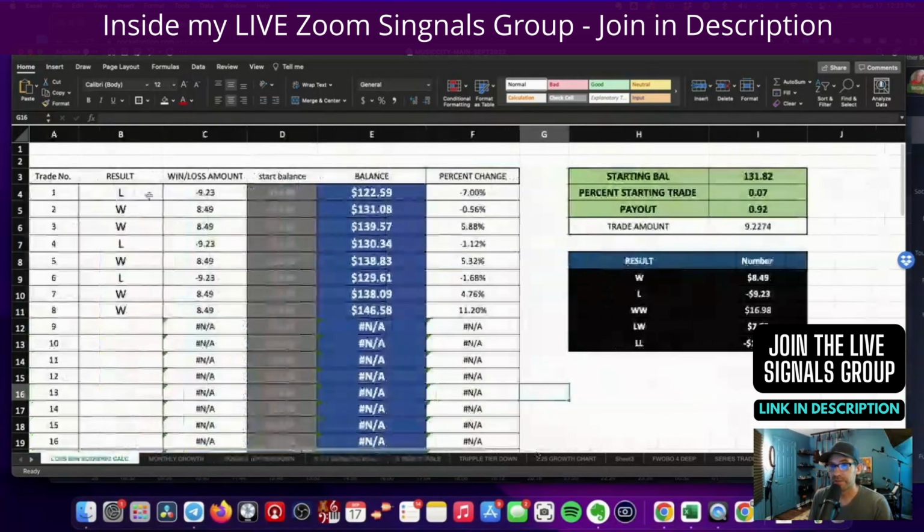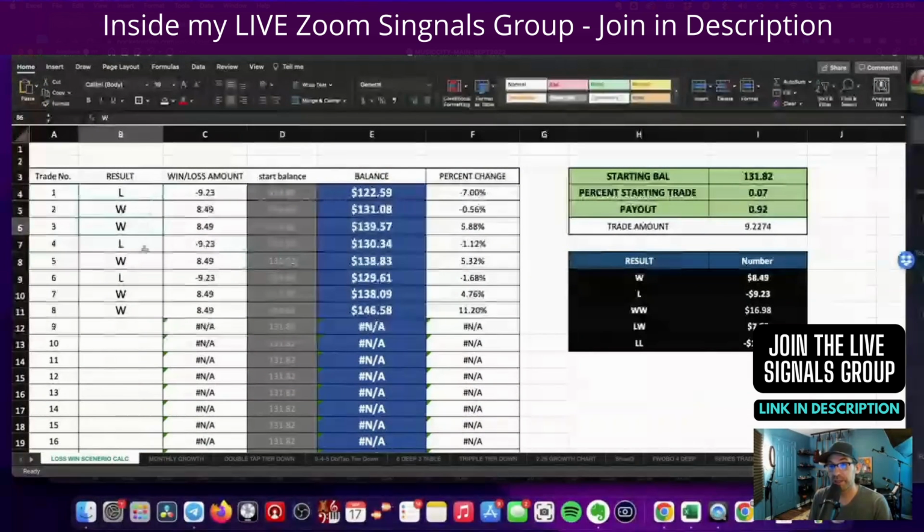So this was my session. Loss, win, win, loss, win, loss, win, win. All single trades. I'm not doing any double taps. I'm not doing any makeups because that is very dangerous when you're trading with 7%. I'm trading with 7% of my balance.